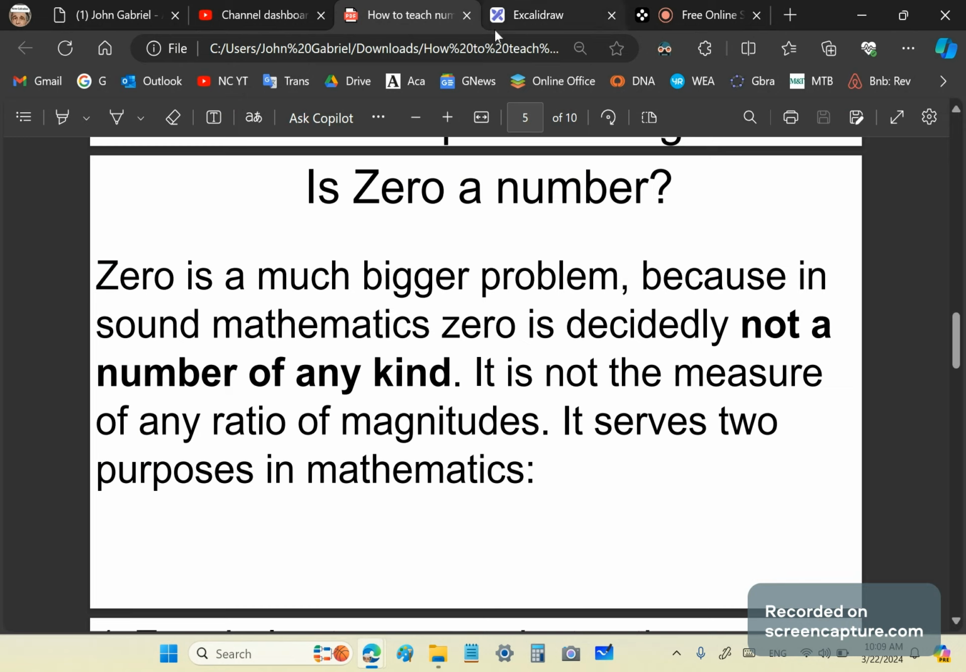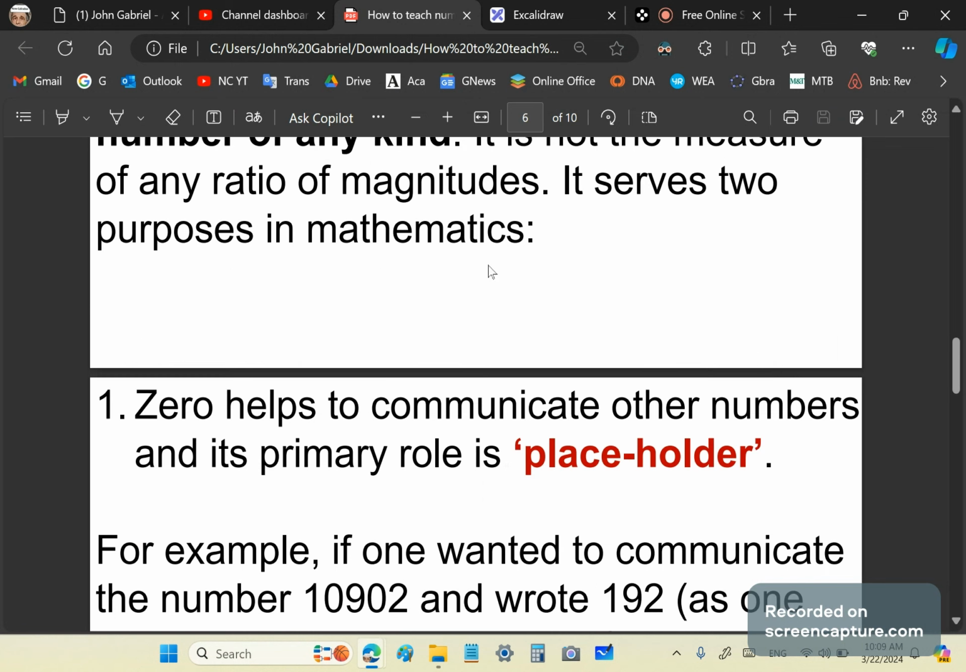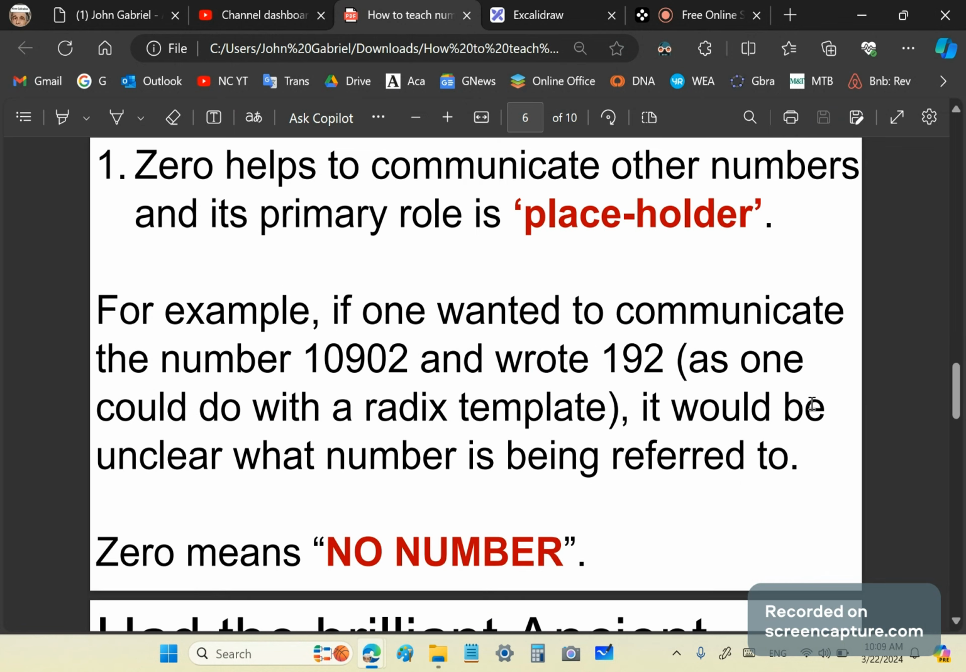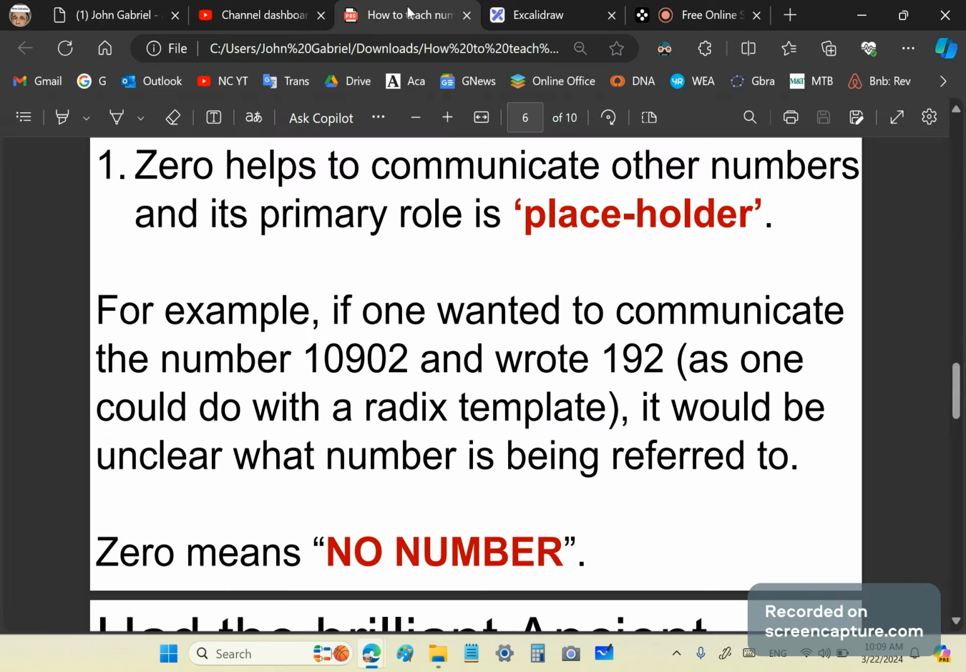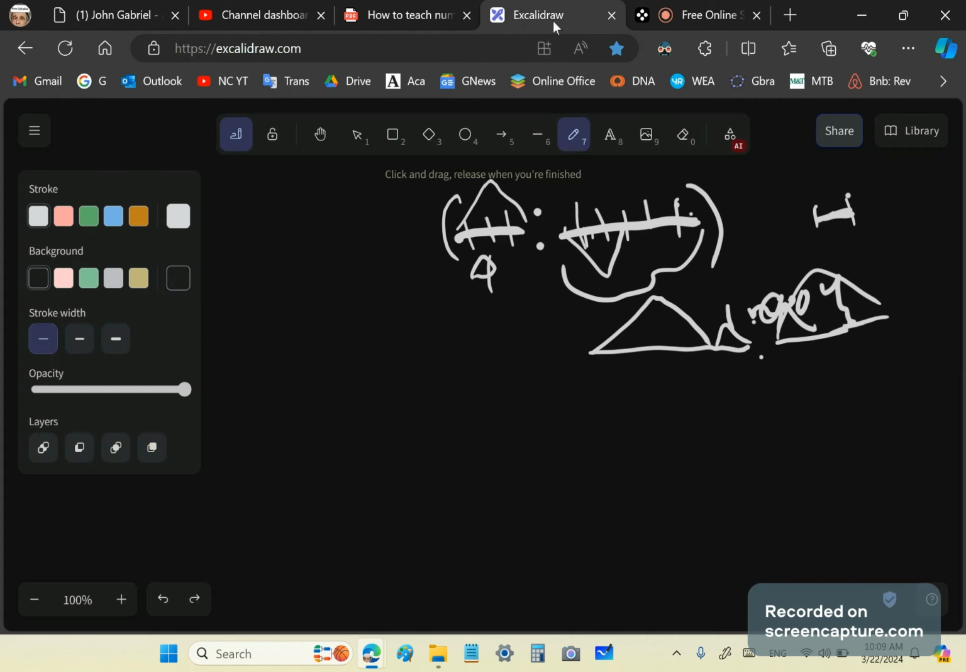Now, zero serves two purposes in mathematics. Zero helps to communicate other numbers, and its primary role is placeholder. So let's take a look at that example. If you wanted to communicate, let's see what this number is, 10,902. You couldn't write that without the zero, because that wouldn't be correct, would it? Now, if you had a radix template with units, tens, hundreds, thousands, and 10,000s.